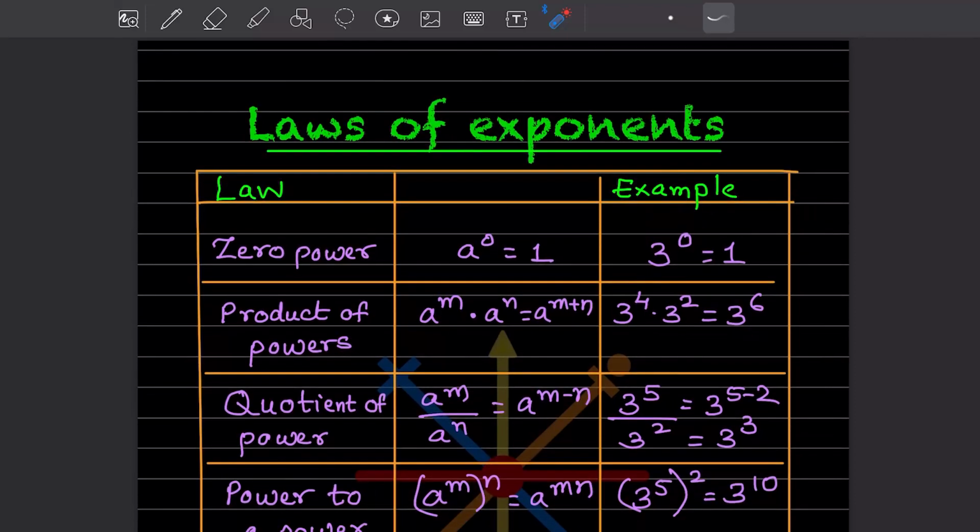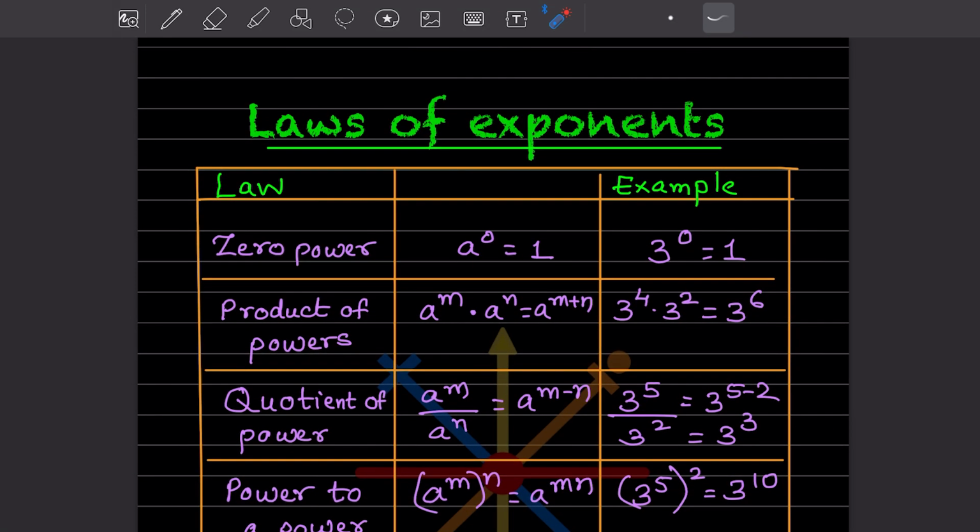So now let us see, there are many laws in exponents, and you should know the laws first before doing the examples. And it is a very big topic. So we are going to see the examples later on. So first let us see the laws.